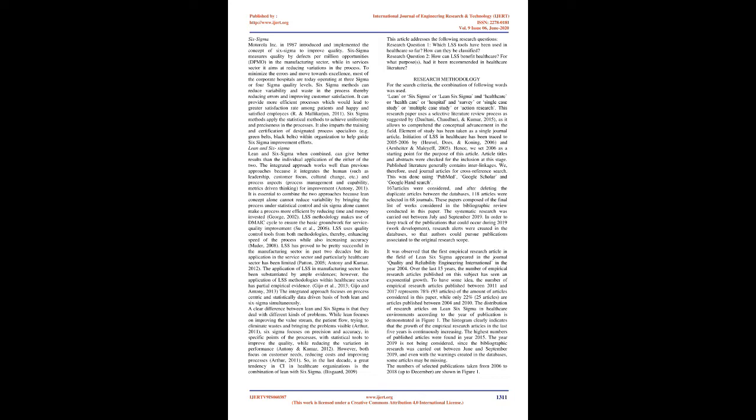Lean and Six Sigma. Lean and Six Sigma, when combined, can give better results than the individual application of either of the two. The integrated approach works better than previous approaches because it integrates the human aspects, such as leadership, customer focus, cultural change, etc., and process aspects, process management and capability, metrics-driven thinking, for improvement, Anthony, 2011. It is essential to combine the two approaches because lean concept alone cannot reduce variability by bringing the process under statistical control, and Six Sigma alone cannot make a process more efficient by reducing time and money invested, George, 2002.